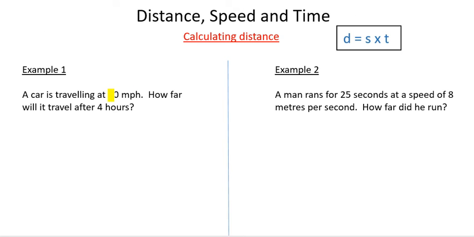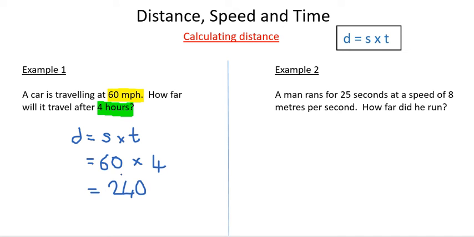So our speed here is this miles per hour. Remember, that's a unit of speed. So this means the car is going 60 miles every hour. And our time, which I'll highlight in green as well, hours is a time unit, so 4 hours. So our speed and our time. To calculate distance, like the formula says, is speed times time. So our speed is 60, our time is 4, so 60 multiplied by 4, which is 240.